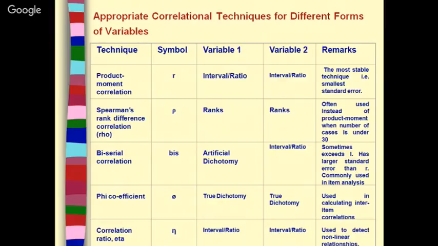So the point is, as the scale of variable 1 and variable 2 changes, the nature of the correlation also changes. You have to look at that while applying the correlation technique. This was about the relationship studies.